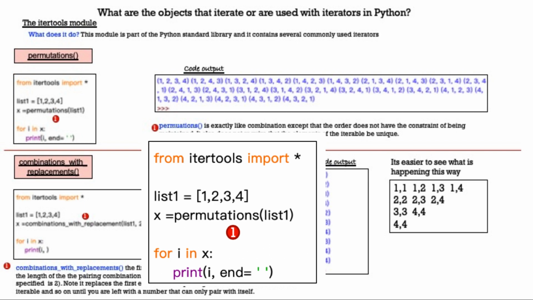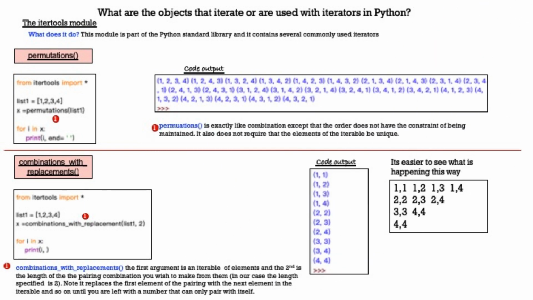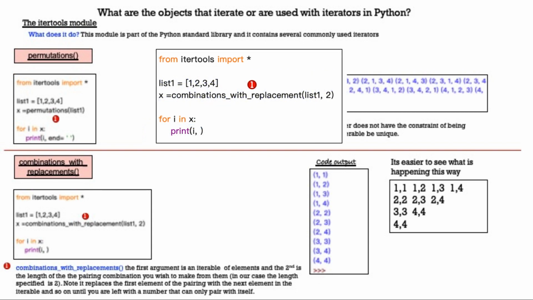Combinations with replacements. So how is that different than the straight combination? The first argument is an iterable of elements, and the second is the length of the pairing combination you wish to make from them. In our case, the length specified is 2. Note, it replaces the first element of the pairing with the next element in line inside the iterable. It does so until you are left with just one number that only pairs with itself.